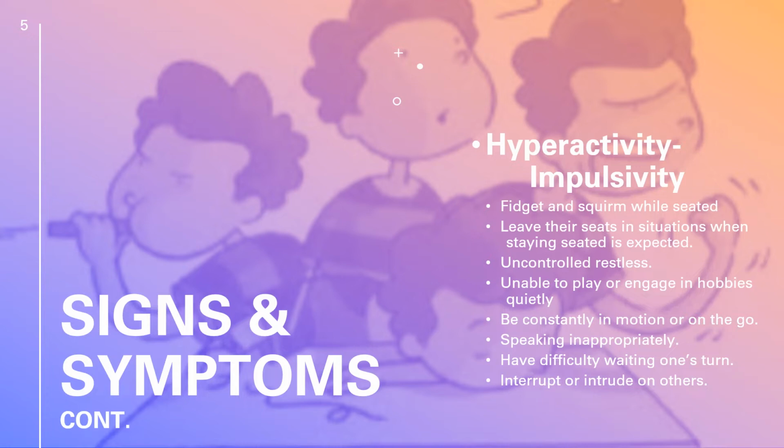A need to be constantly in motion or on the go, or act as if driven by a motor. Talking excessively, such as answering questions before they are fully asked, finishing other people's sentences, or speaking out of turn. Difficulty waiting in line for everyday activities. Frequent interruptions or intrusions on others, for example, in conversations, games, or activities.